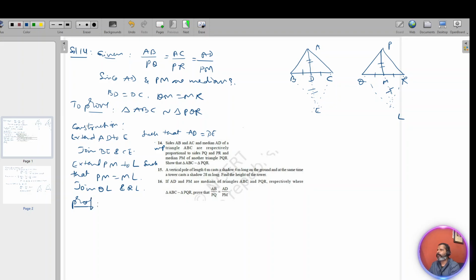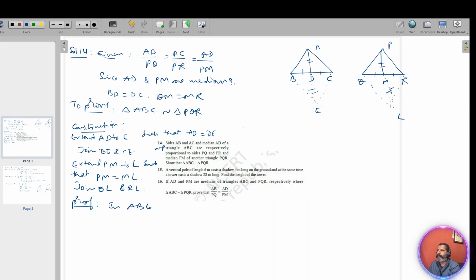Proof. Just watch the proof properly. See, observe ABEC. We have BD, so BC and AE are diagonals. In BC, we have BD equal to CD. In AE, AD equal to DE. So diagonals bisect each other. When diagonals bisect each other, that figure becomes a parallelogram. Similarly, PQLR is also a parallelogram. That we write it.